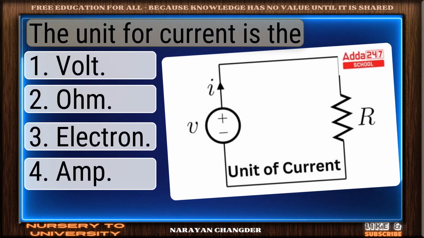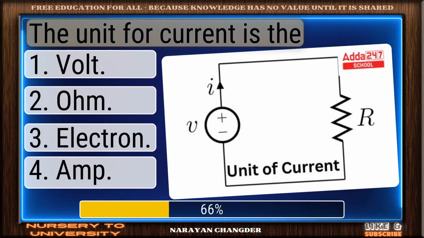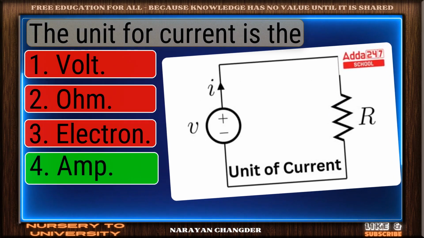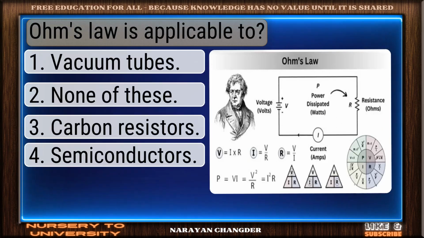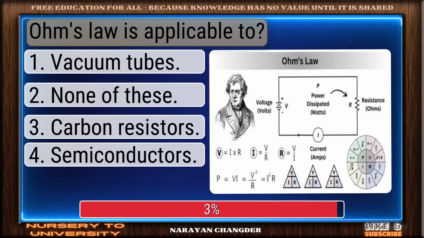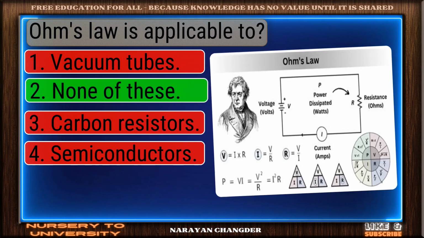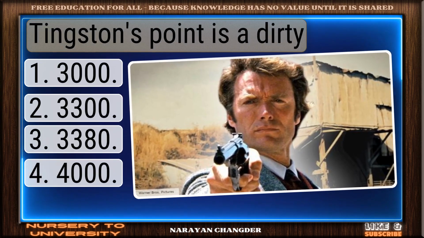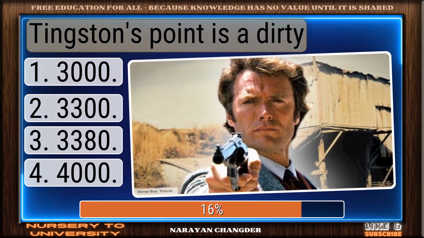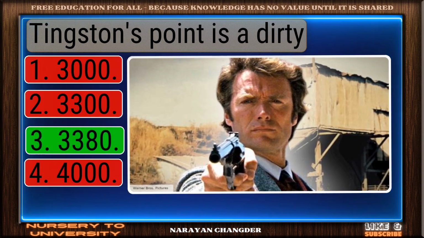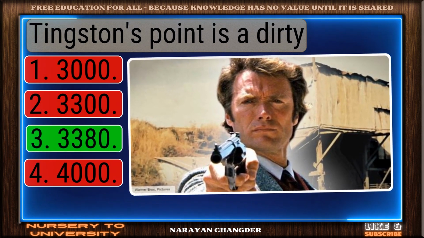The unit for current is the... Valid point. Amp is true. Ohm's law is applicable to... Correct response. None of these is accurate. Tungsten's melting point is... You chose 3380 degrees Celsius. Correct.